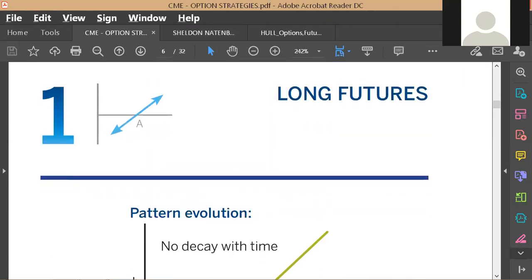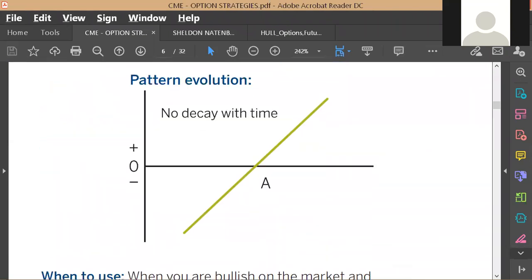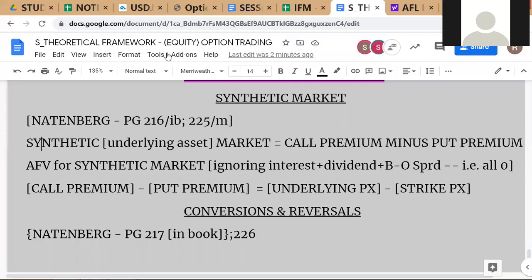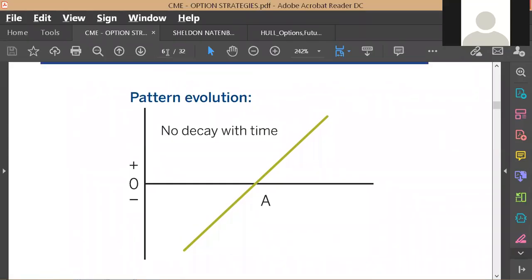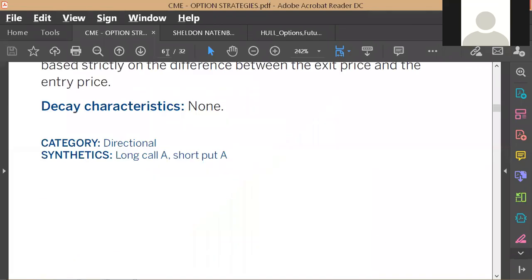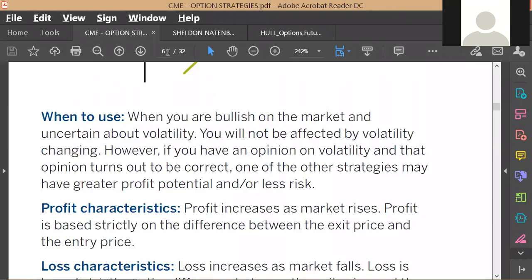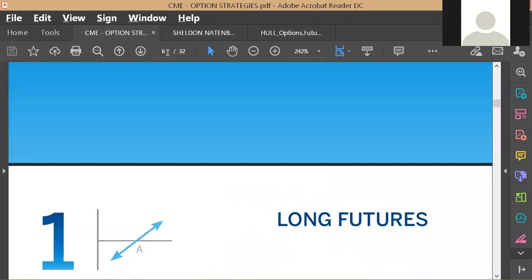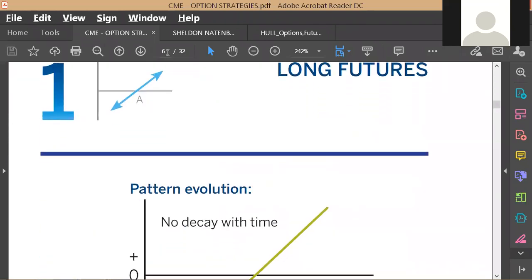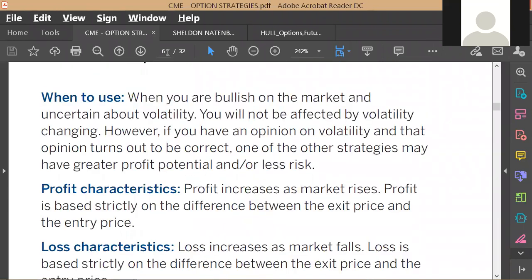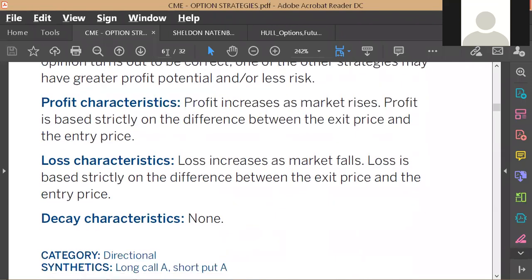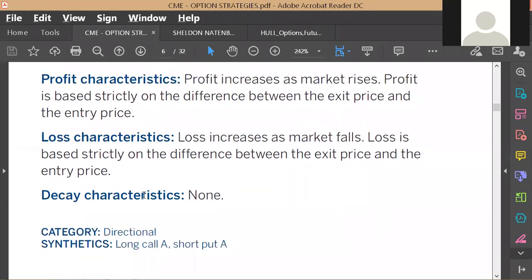Long futures. This is a long underlying. We have this in our notes as well. If we go back to our notes, we can see it was long call plus short put. Correct. Very good. You can see this here in the CME as well. Long futures is an example of long underlying because you can have options on futures. Those are called futures options. And the CME book also mentions that, and we have it in our notes as well, that the synthetic equivalent is long call plus short put.